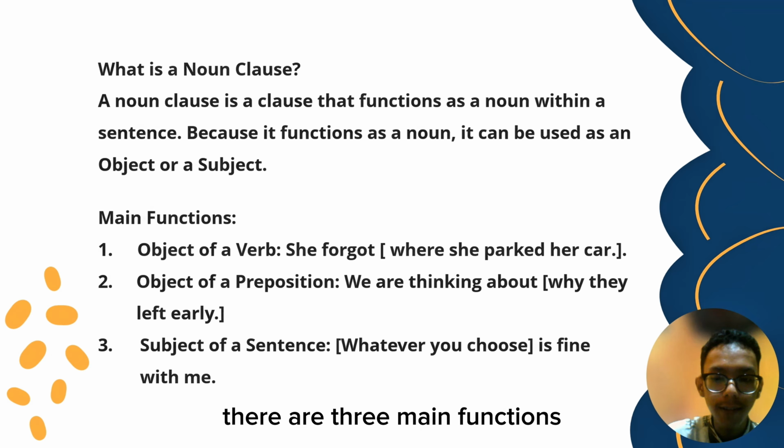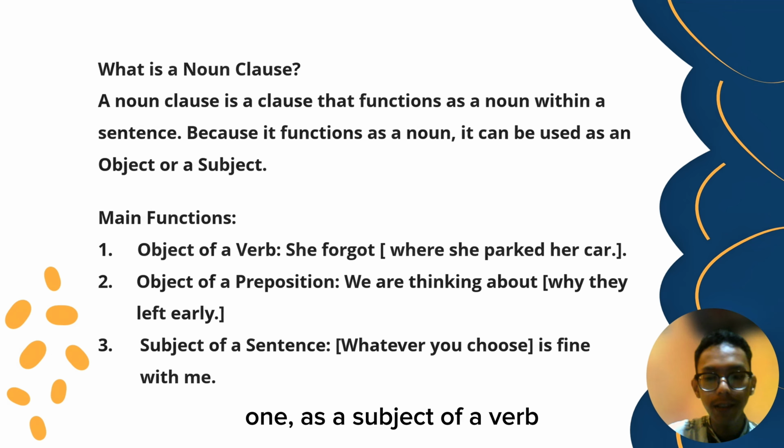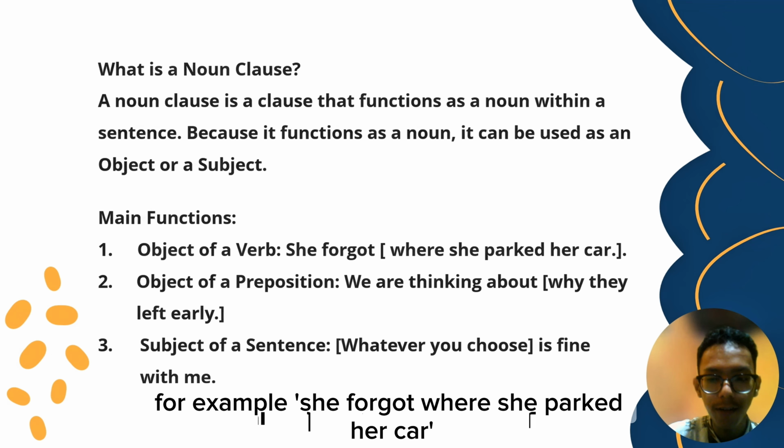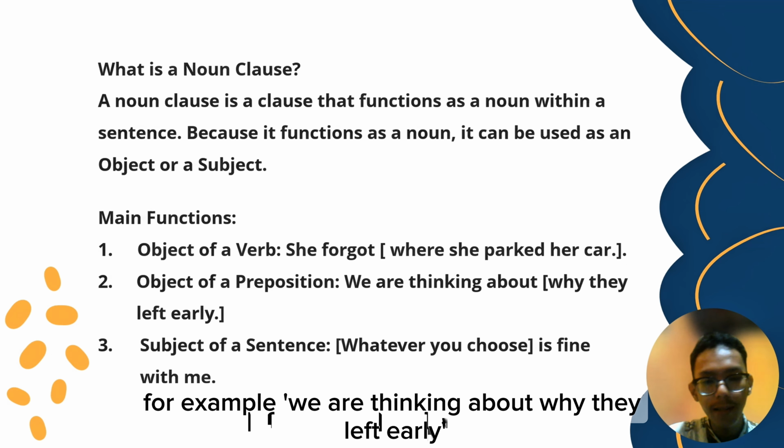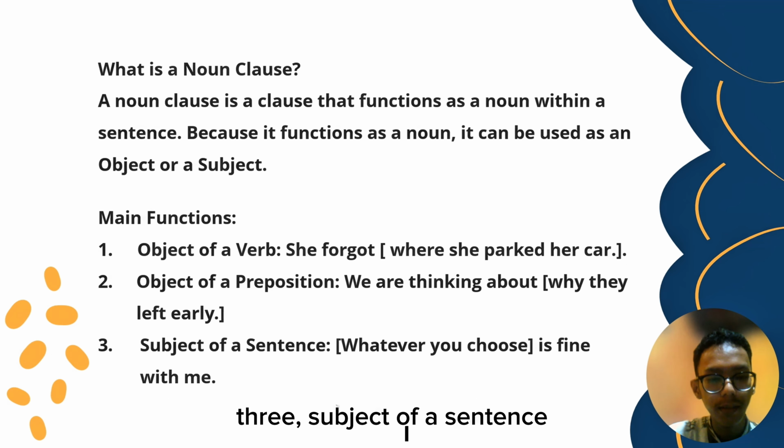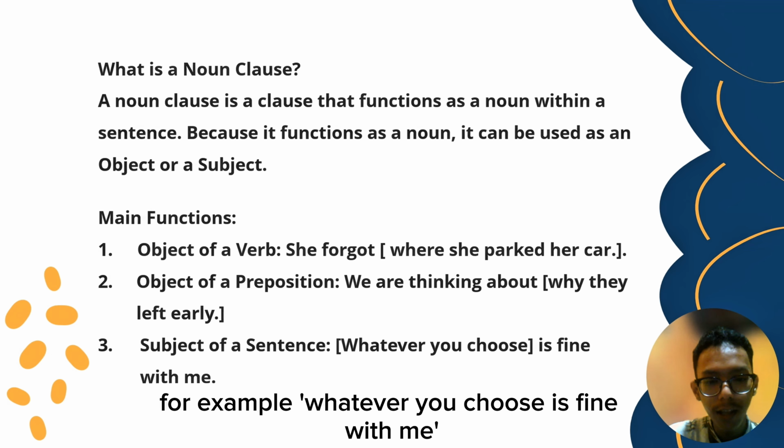There are three main functions. One, as an object of a verb. For example, she forgot where she parked her car. Two, object of a preposition. For example, we are thinking about why they leave early. Three, subject of a sentence. For example, whatever you choose is fine with me.